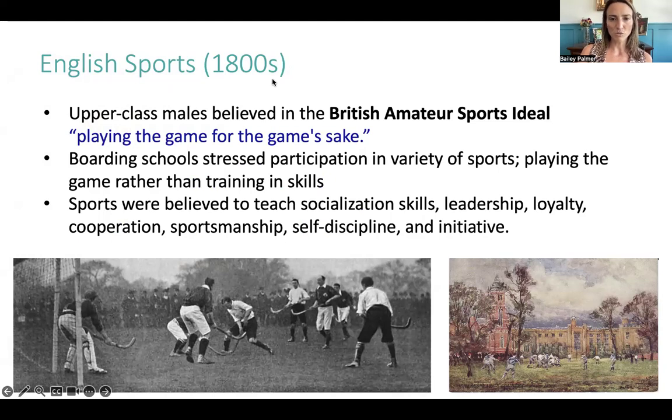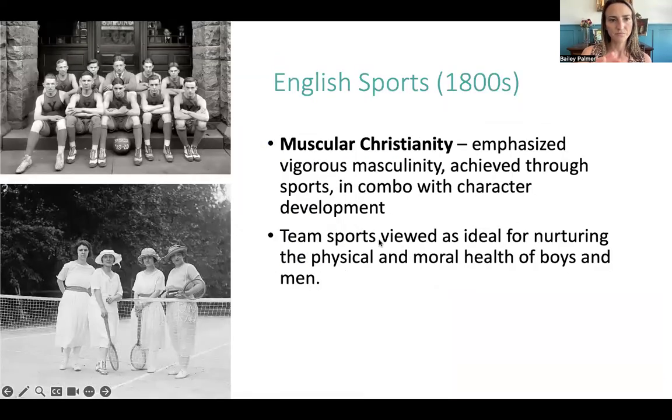They thought sports was the best way to become the best sportsman, because they believed it taught socialization, leadership, loyalty, cooperation, discipline, and initiative. And that's very true. We still believe that today, which is why we put children in sports, because it does teach us all of that. That's where this all came from: sports were to create the best citizen, the best person, the best sportsman. And that's why we believe that today as well.